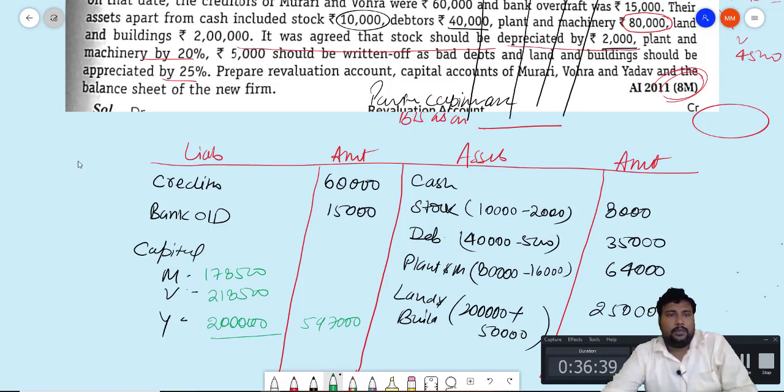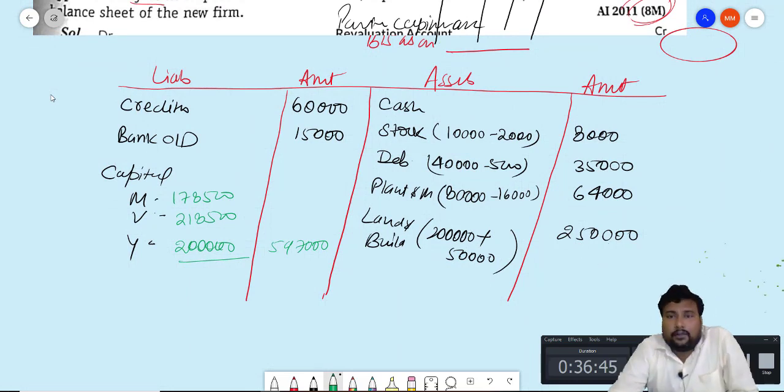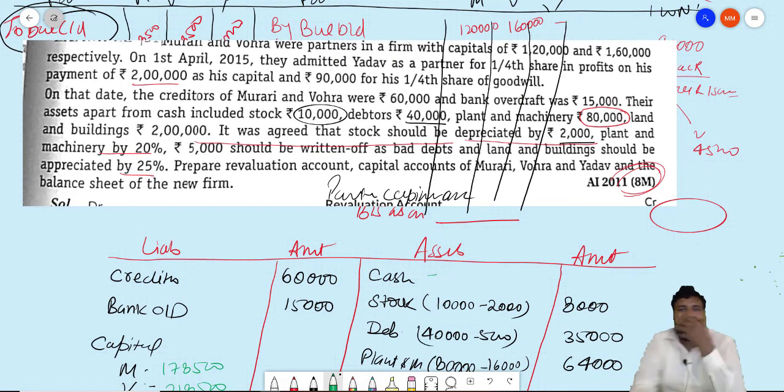In the assets column, is anything remaining, beta? I think nothing remains apart from cash. In the question, cash is given. We have to find out that cash is given in the question. Cash is there somewhere? You find out.